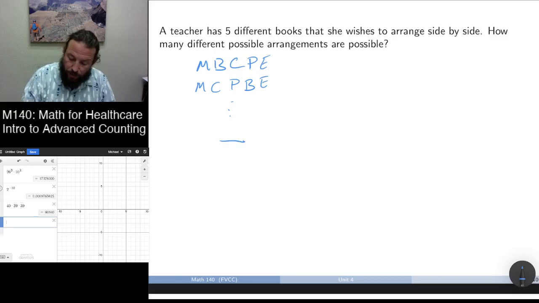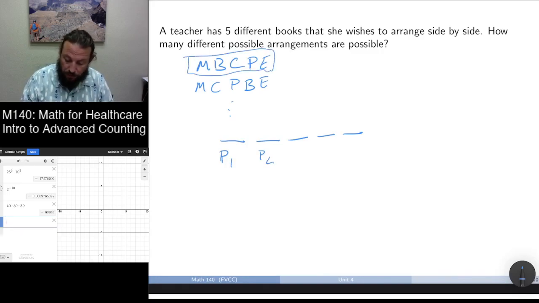So we have 5 books, 5 slots really, right? Where does a book go? This is basically position 1, position 2. So for instance, in this example here, the math book is in position 1. Okay, so what do we get here? For position 1, how many possible books do we have? We have 5, right? Any one of those 5 books could be in the first position.